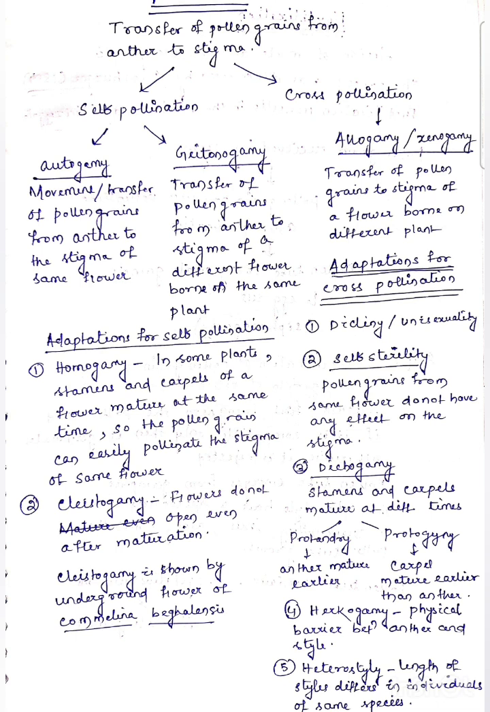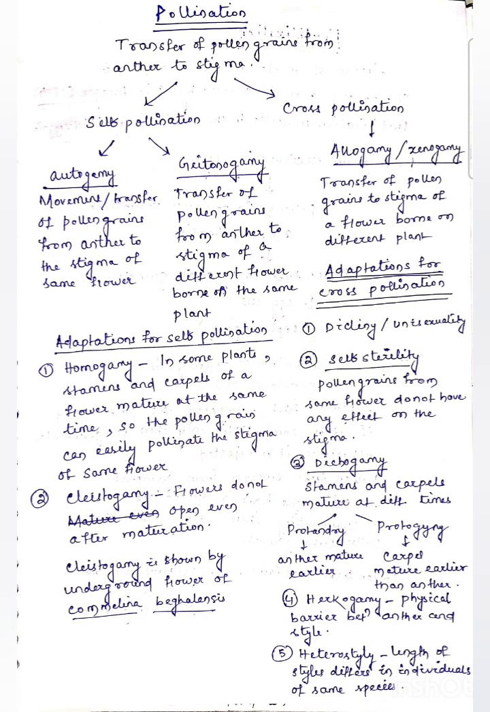In case of self pollination, it can be the same flower: from the male part of that same flower, pollen grain is transferred to the stigma of that same flower, called autogamy. Sometimes it is transferred to a different flower born on the same plant, called geitonogamy. Then cross pollination or allogamy or xenogamy, where transfer of pollen grain occurs from the male reproductive part to the stigma of a flower born on a different plant.